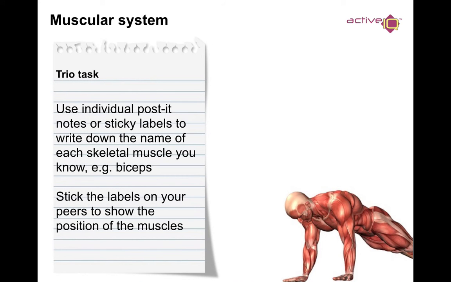Your next task, where you can pause now, will be to use individual post-it notes or sticky labels to write down the name of each skeletal muscle you know. For example, you could use the biceps, triceps, deltoids, muscles like that. Stick the label either on yourself or, if you're with anyone now, on your peers to show the position of where you think that muscle may be. It's just going to let you know what you know already.